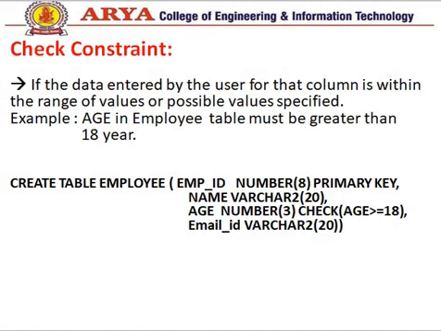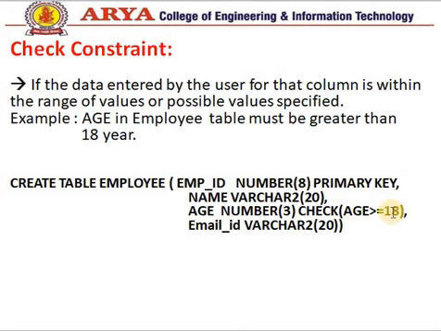The check constraint ensures that the data entered by the user for the column is within the range of values or possible values specified. Example, the age of the employee must be greater than 18 years. Like, create table employee: ID working as a primary key, name with no constraint, age, in age we see check age is greater than 18.